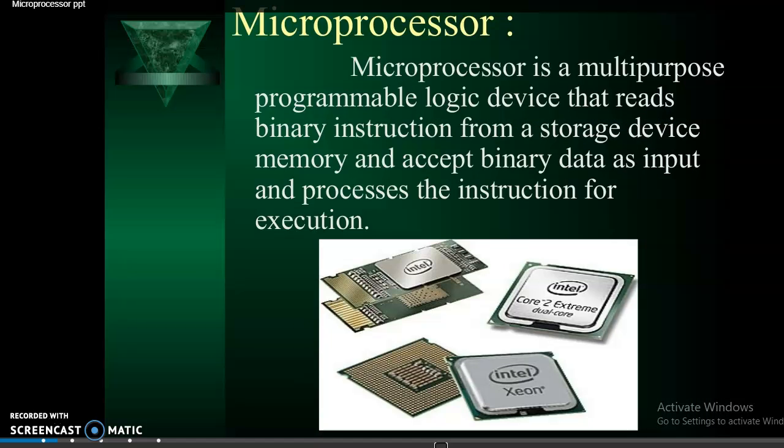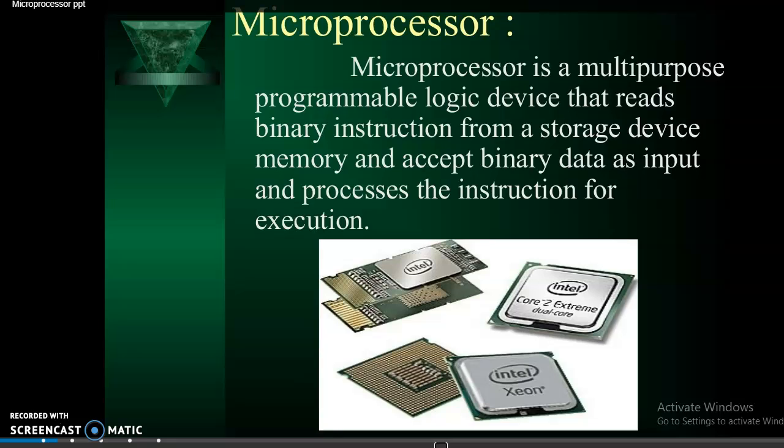Microprocessor is a multi-purpose programmable logic device that reads binary instructions from a storage device (memory), accepts binary data as input, and processes the instructions for execution. So microprocessor is a computer central processing unit. It is stored in a single chip that contains millions of transistors connected by wires. So microprocessor is a tiny chip. It contains a large number of, for example, millions of transistors connected together. That is called the microprocessor.